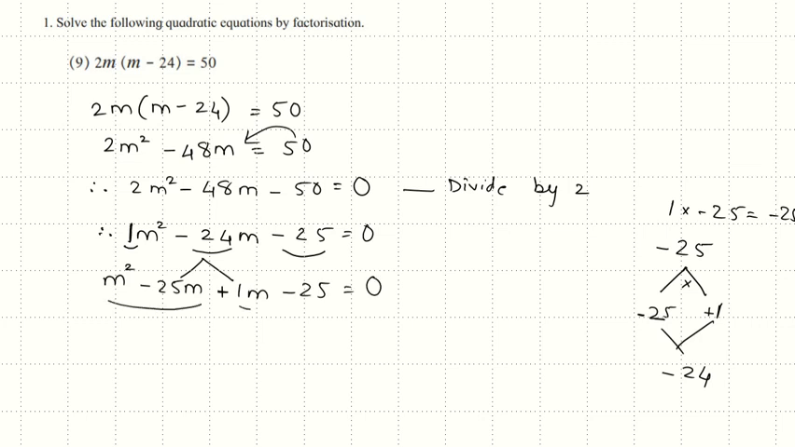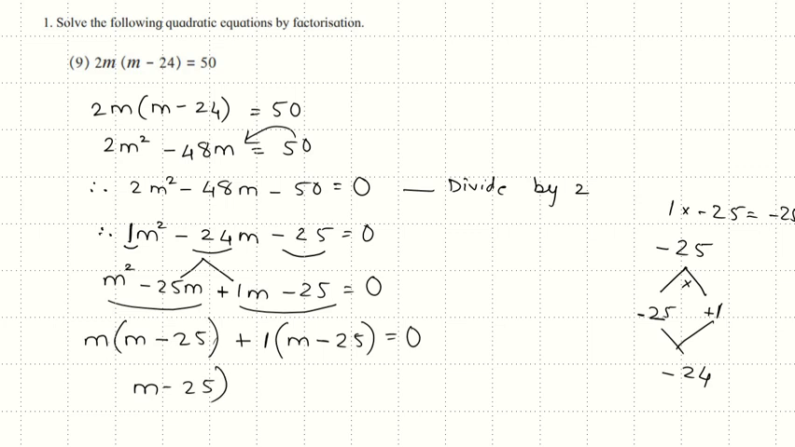Therefore, group these two terms and take the common outside. m into m will give us m square minus 25. We will not write m again because m is already taken outside. Plus, keep number 1 outside, 1 into m will give us 1m, minus, plus into minus is minus, 1 into 25 will give us 25 is equal to 0. Now take the common brackets first, m minus 25, then take the remaining number, m plus 1 is equal to 0.